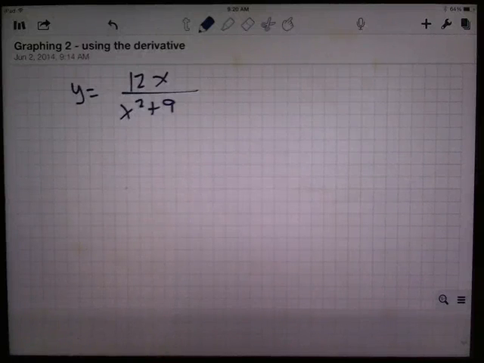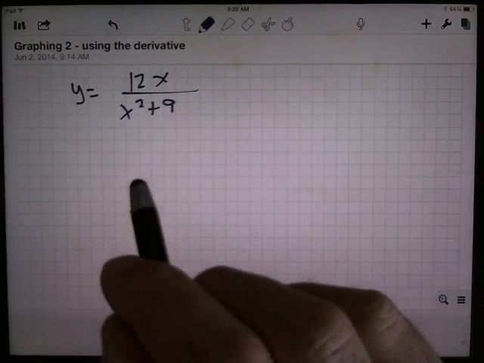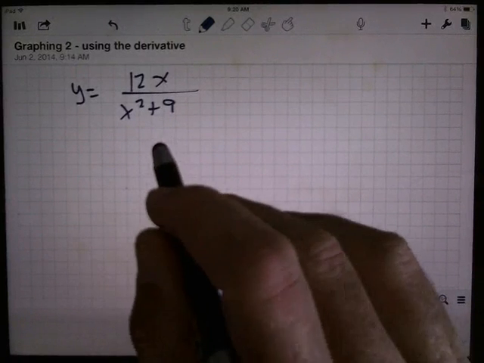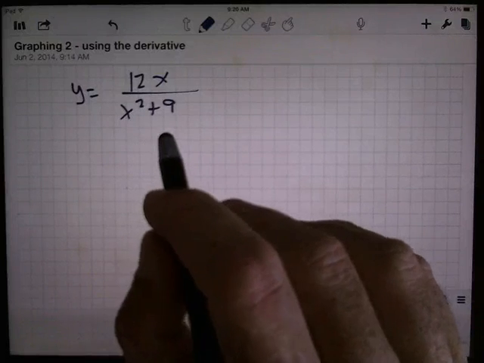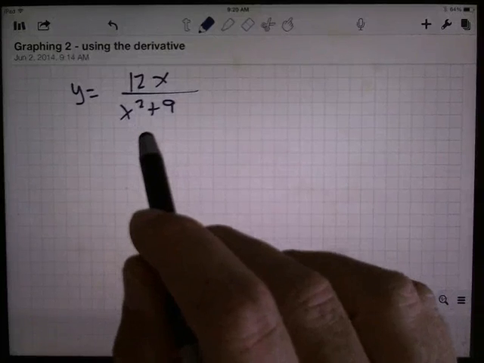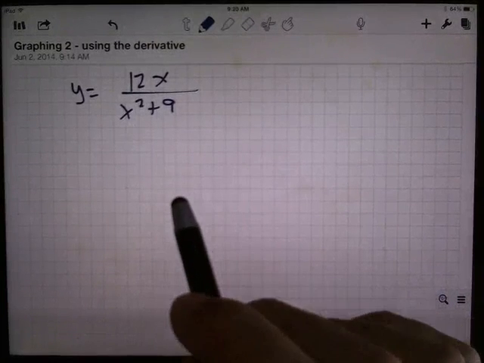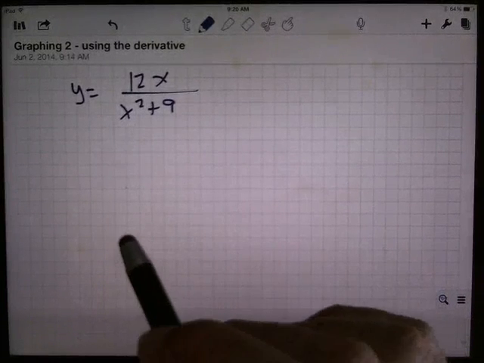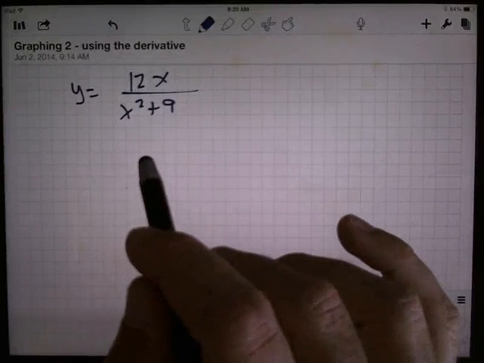All right, I want to take a look at what the derivative can tell us about the graph, and some terminology that comes out of this, some definitions. Here's a function I want to take a look at. Now, one of the things that I do every time that I'm graphing is I look at what the function tells me before I even do any calculus.